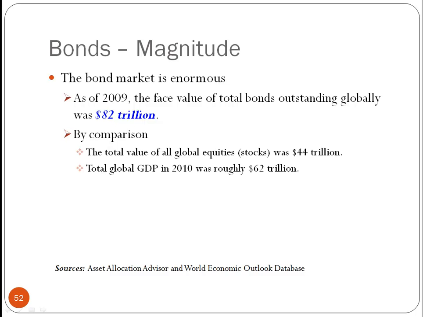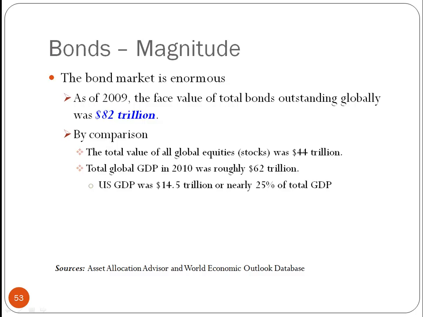By comparison, just to put this in perspective, total GDP in the world in 2010 was $62 trillion. And in the U.S., GDP was almost $15 trillion, or nearly 25% of global GDP. So there was $82 trillion in bonds, about half that in equities, and all the global value created in the year was somewhere in between those two. So just to give you a sense of some big picture numbers here.